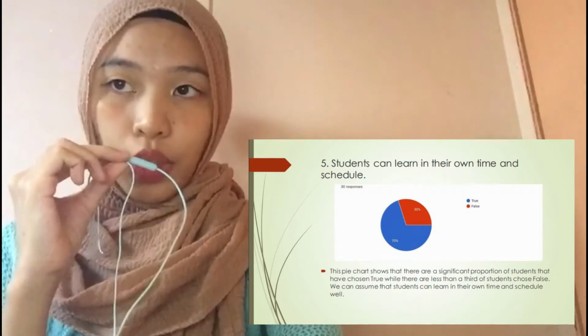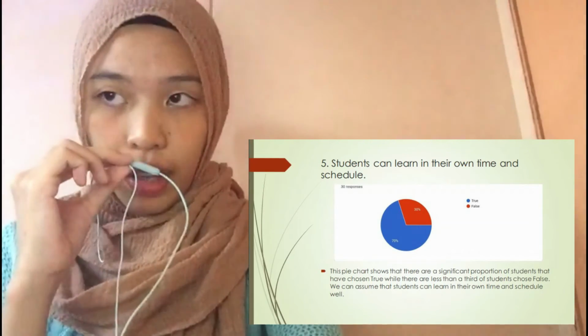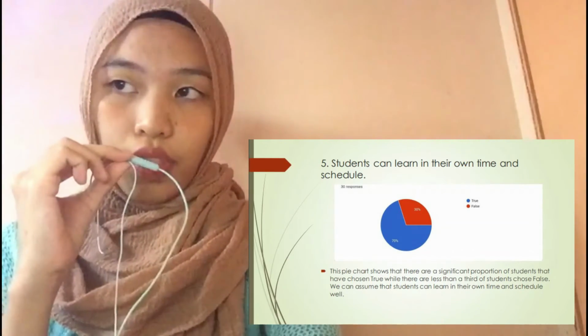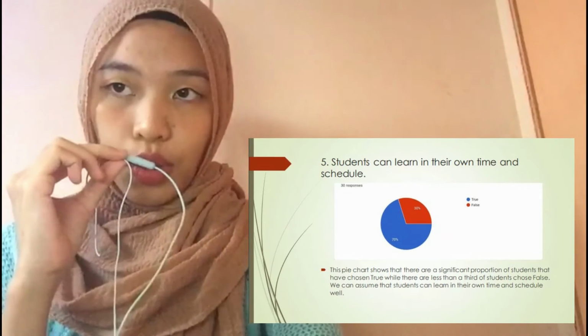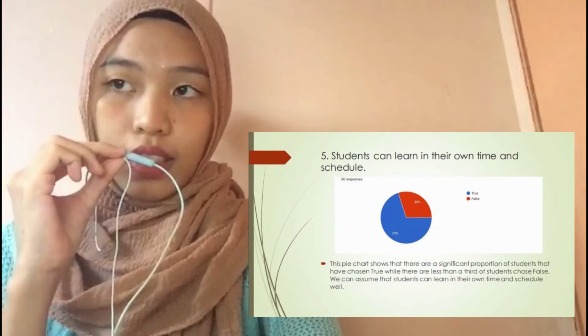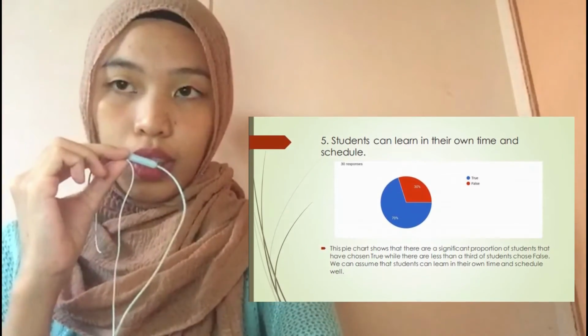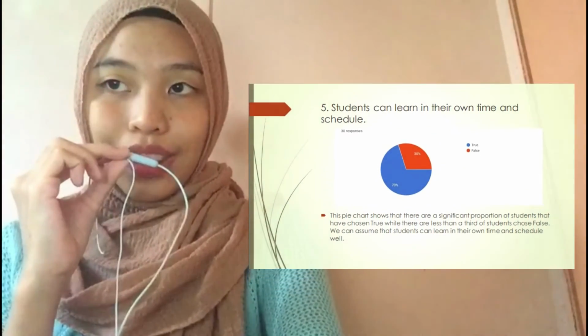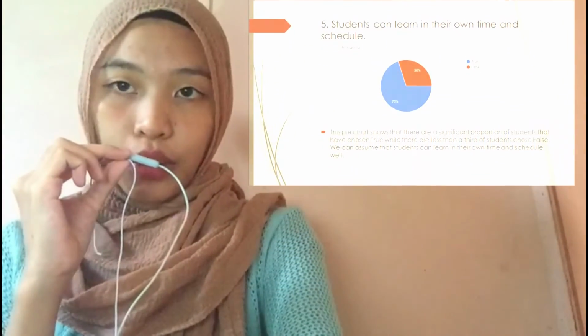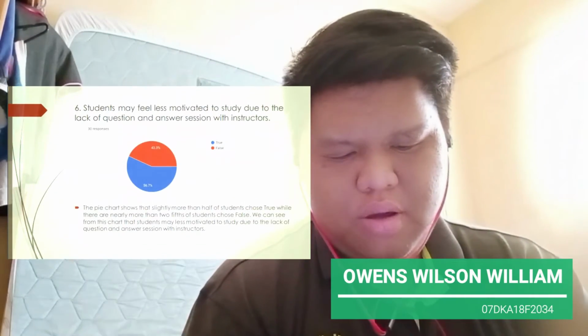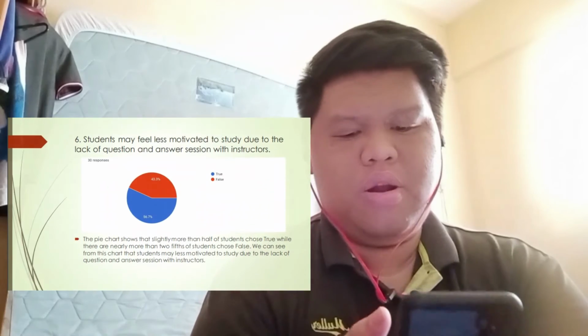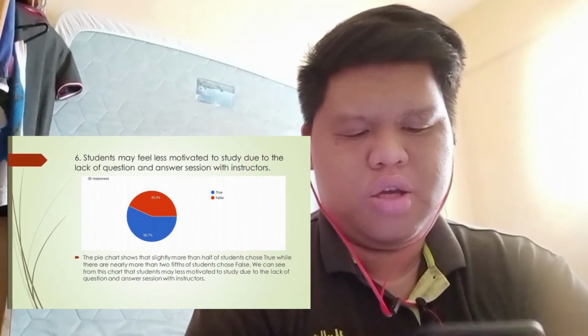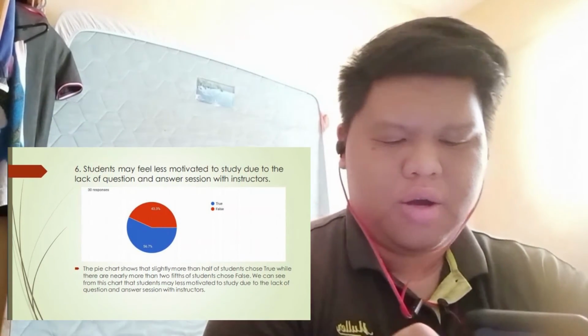This pie chart shows that a significant proportion of students have chosen true, while less than a third of students choose false. We can assume that students can learn in their own time and schedule well. Students may feel less motivated to study due to the lack of question and answer sessions with instructors.